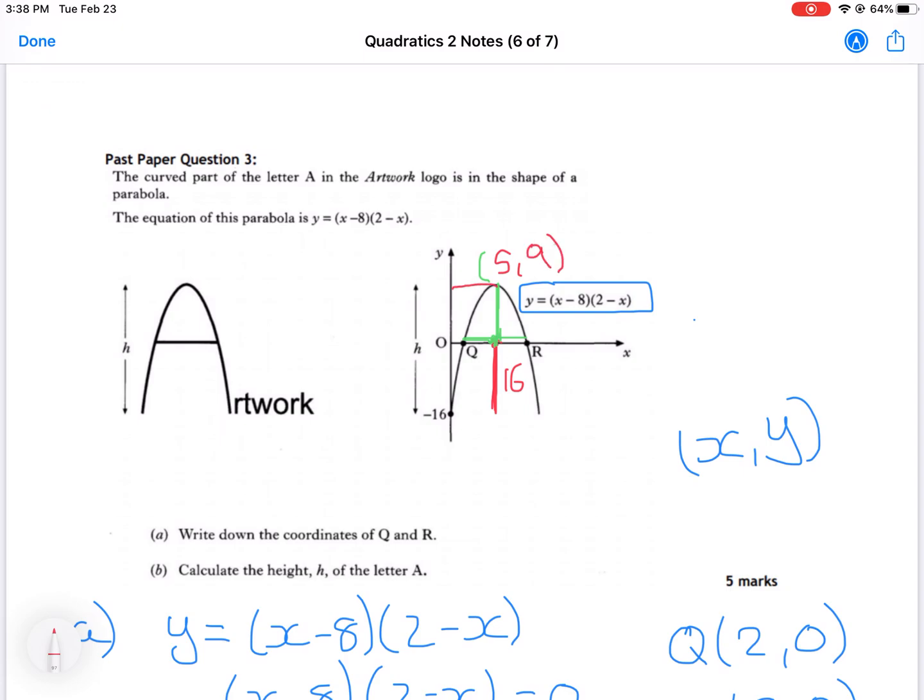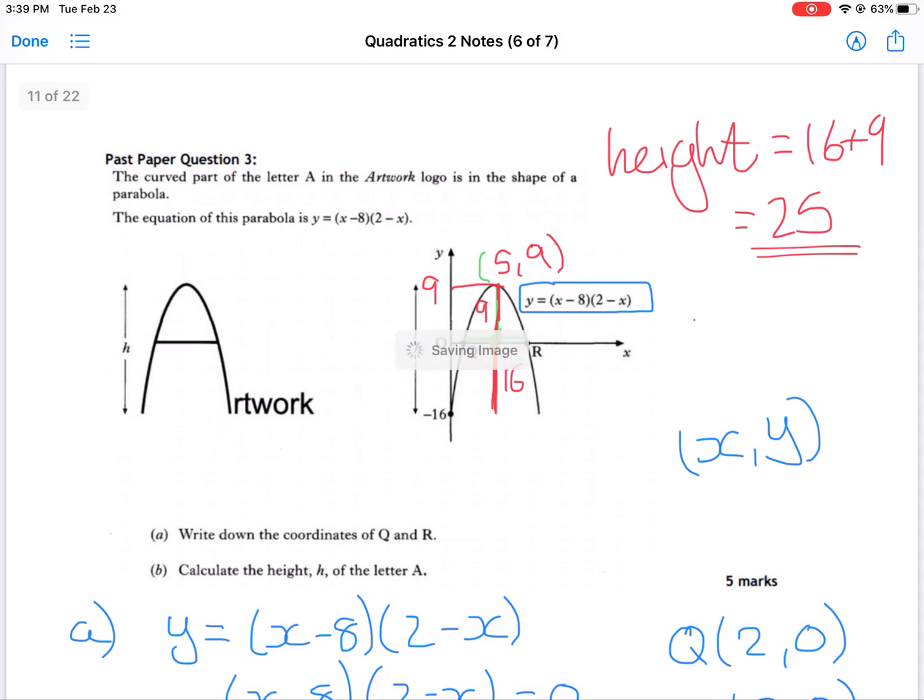Therefore, that point there is at 9, and this distance is a distance of 9. From the bottom to the x-axis is 16. From the x-axis to the top is 9. Therefore, to finish off question B, the height of the A is 16 plus 9, or 25. Okay, do we have any units? No, so just 25, whatever units they're going to measure it in.